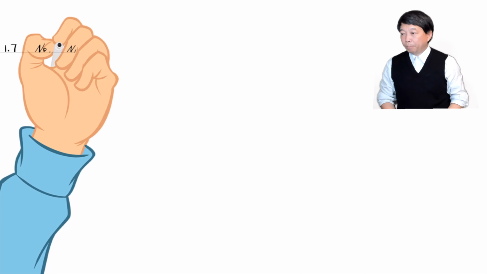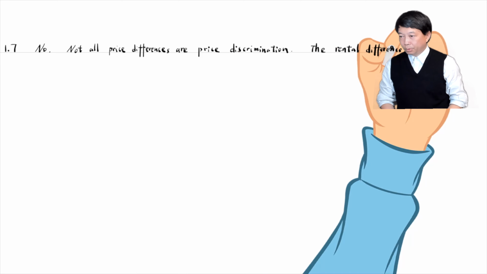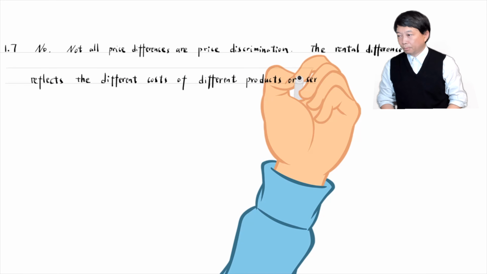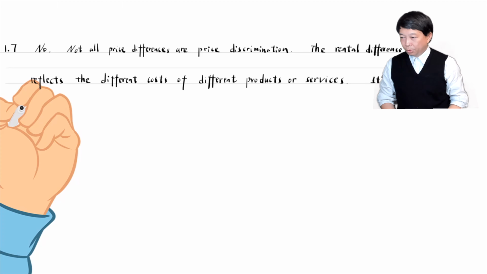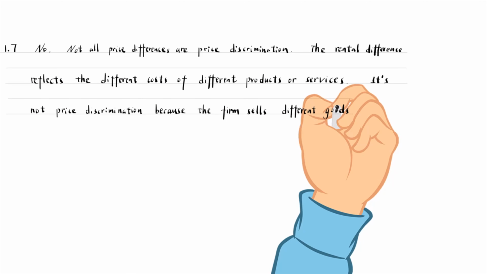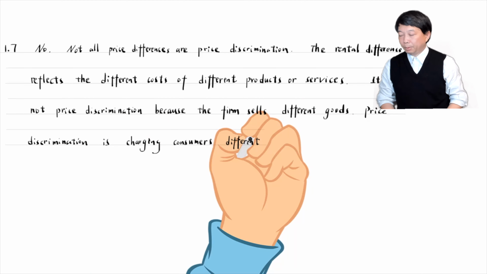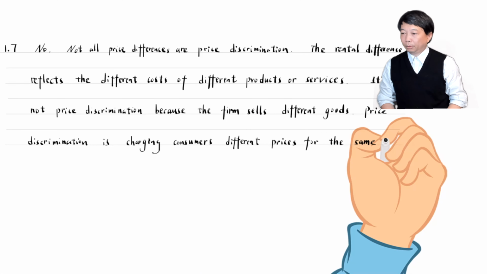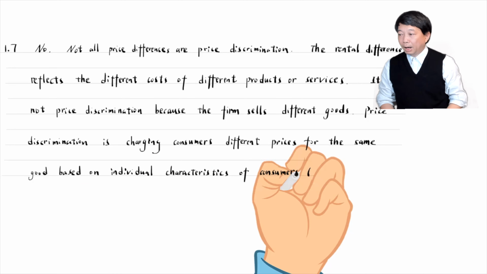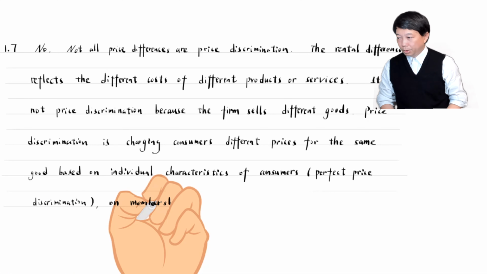No, not all price differences are price discrimination. The rental difference reflects the different costs of different products or services. It is not price discrimination because the firm sells different goods. Price discrimination is charging consumers different prices for the same good based on individual characteristics of consumers, on membership on an identifiable subgroup of consumers, or on the quantity purchased by the consumers.